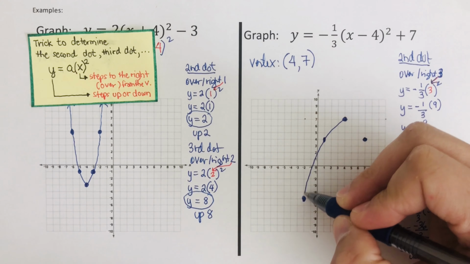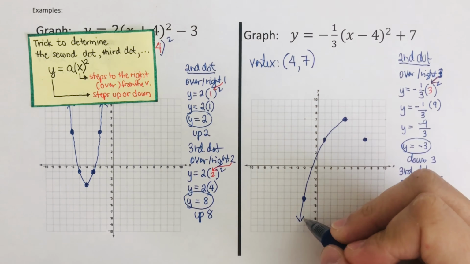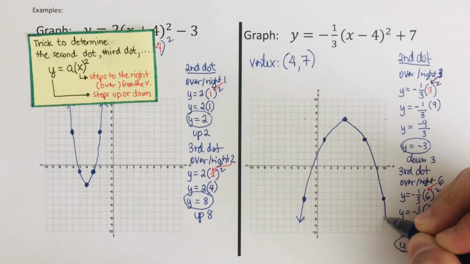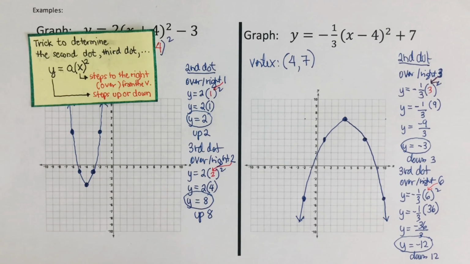And then I'm going to connect the dots together. Be sure we have an arrowhead at the end. That means it's going to go to infinity. Did you get the same graph as this?